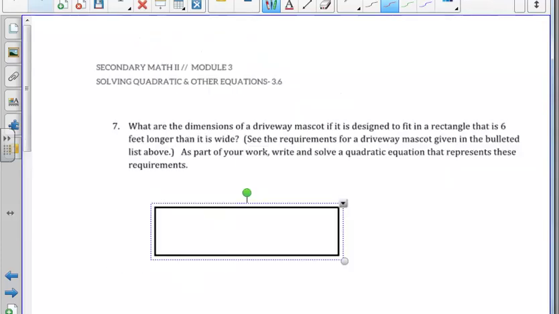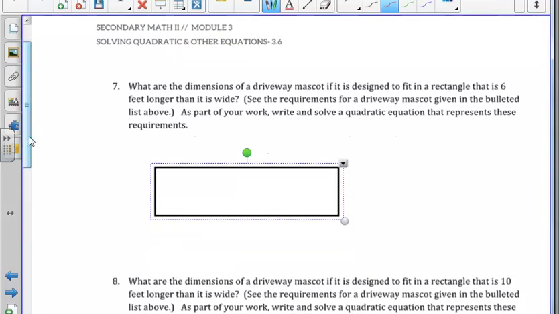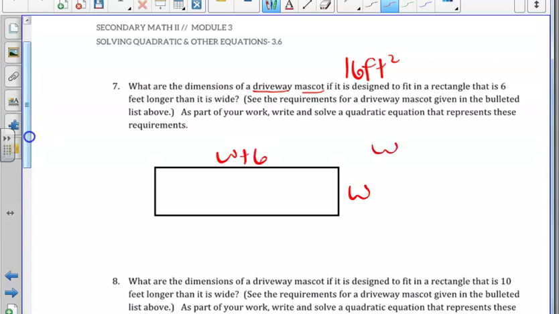Moving along then to number 7. Instead of painting a curbside logo, we are actually asked to paint a driveway mascot. Driveway mascots require 16 feet squared of paint. That was provided at the beginning of the lesson. Therefore, we will need to solve the equation w times (w + 6) = 16.